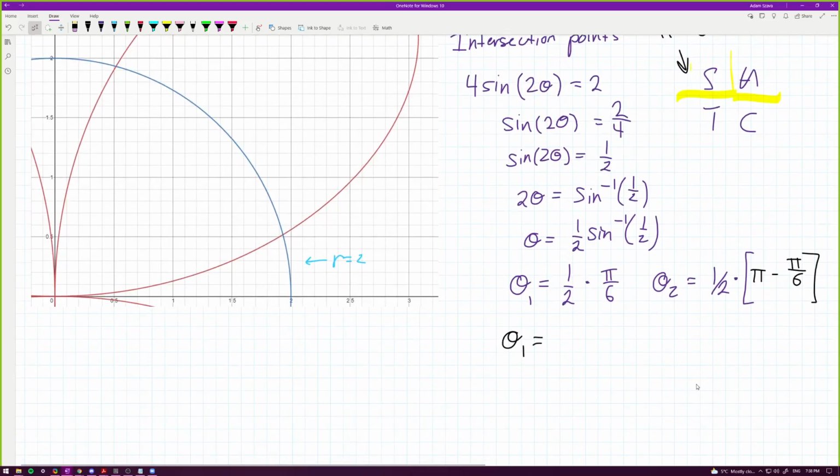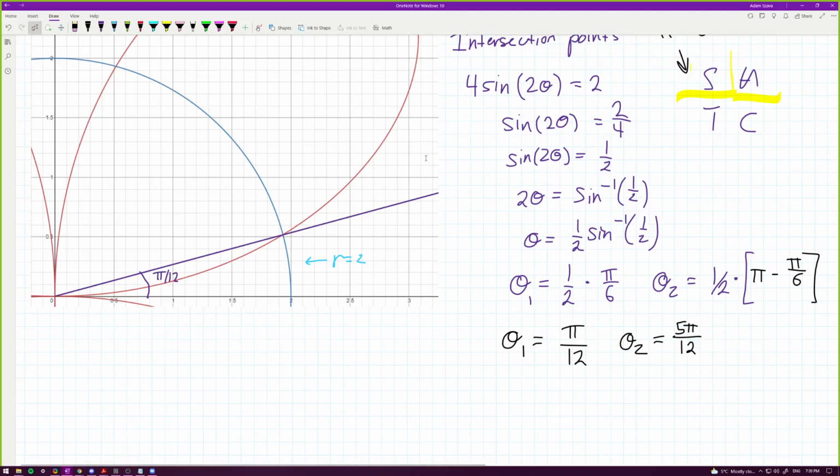So theta 1 is equal to pi over 12, and theta 2 is equal to 1/2 of, well, that's going to be 5 pi over 6, so 5 pi over 12. So now, what that taught me is that I have a ray coming out like this from here to here. Maybe I'll make it actually go off the grid. And so we have here that is pi over 12.